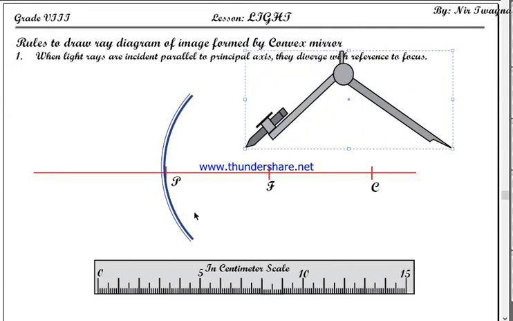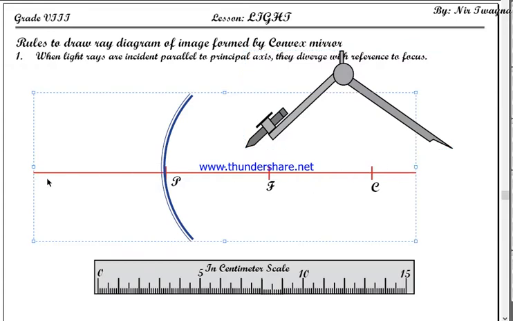Now let's start from the starting point. First of all, you draw a straight line, and from the right end take a random point. That would be C. Now notice this, it is just opposite of concave mirror. In case of concave mirror, we take it from left, but in case of convex mirror, we take it from right.